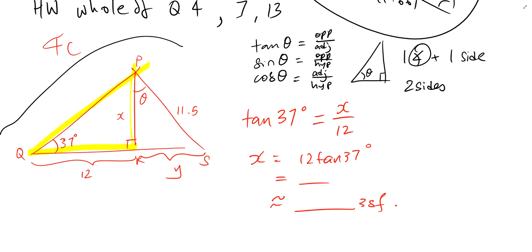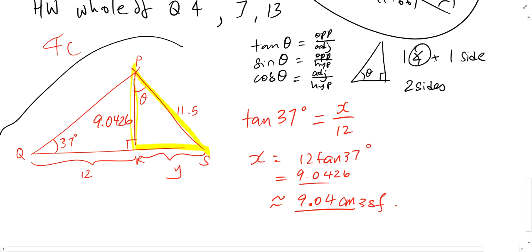Okay, so here we have 9.042. Rounding off to 3SF, 9.04. So that's our length x in cm. Next is to find theta and y. With this 9.0426, I have one more triangle to consider. This triangle over here.